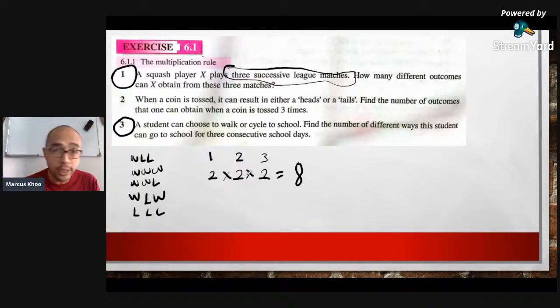So for all 3 school days, since they happen successively, we use the multiplication rule. 2 times 2 times 2. We find that for all 3 days, there are 8 possible arrangements of ways that he can go to school. Either walk, walk, walk, or cycle, cycle, cycle, or walk, cycle, walk, or walk, walk, cycle. Ada banyak lagi. You can figure out the rest of the 8 arrangements. But guys, listen now. This is the simpler example of 8 arrangements. You can do it manually, you can do it using the multiplication rule.